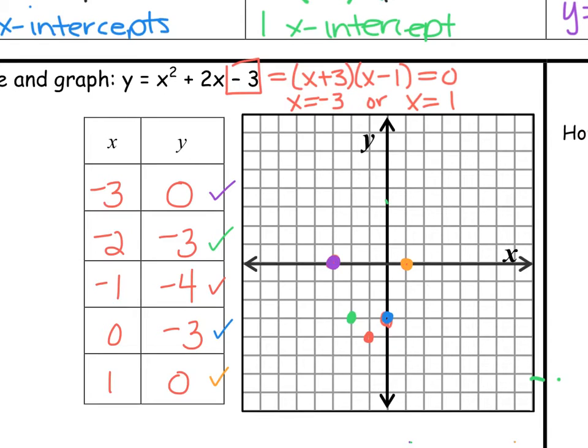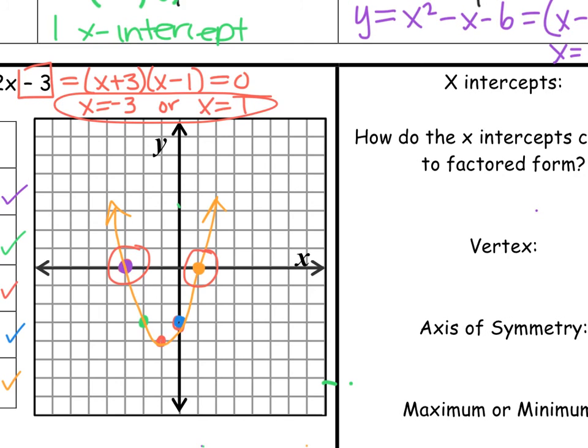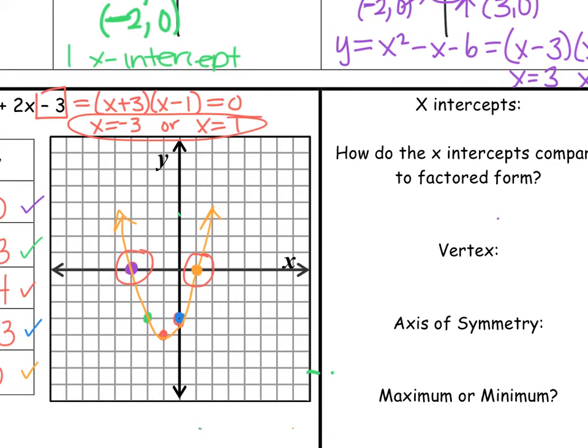So I'm going to go ahead and put that parabola in there. So where does this parabola cross the x-axis? It should cross the x-axis at negative 3 and positive 1, and it does. It crosses at negative 3 and at positive 1. So those are solutions, the x-intercepts or the zeros. So we're going to write those x-intercepts up here. The first x-intercept is negative 3, 0, and the second x-intercept is 1, 0.